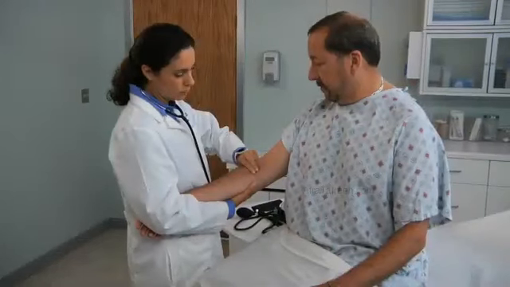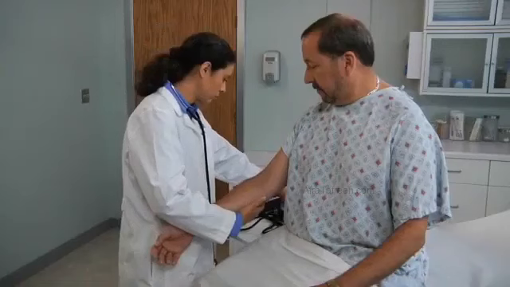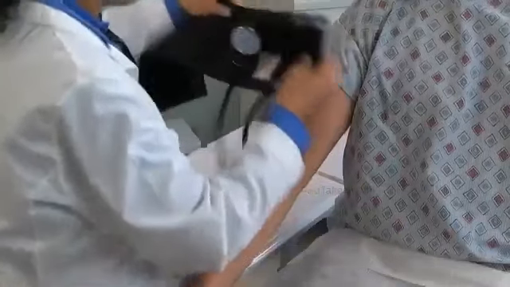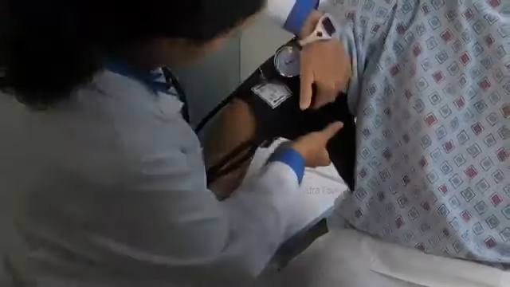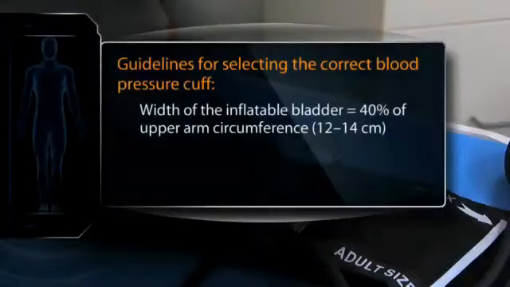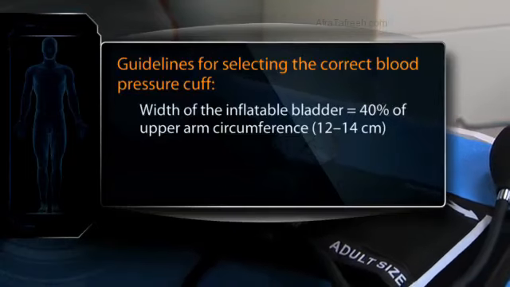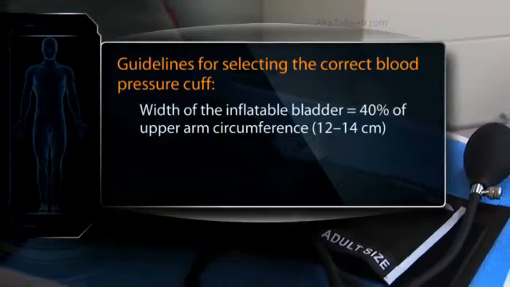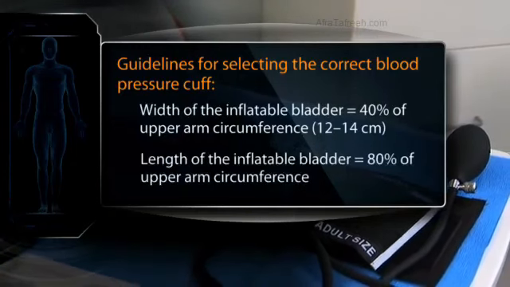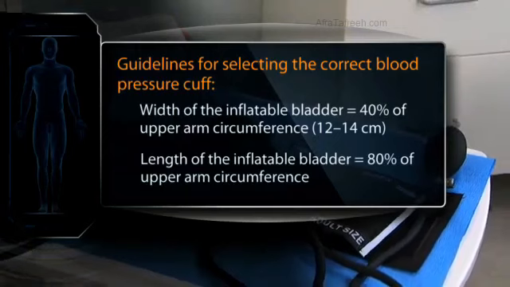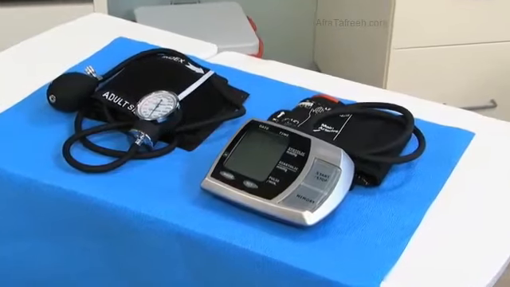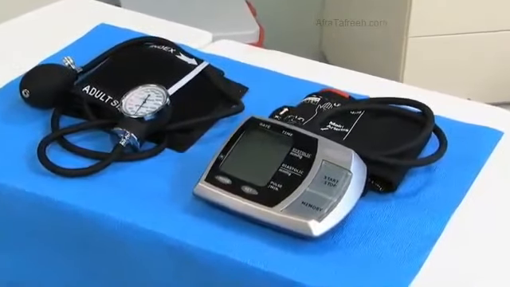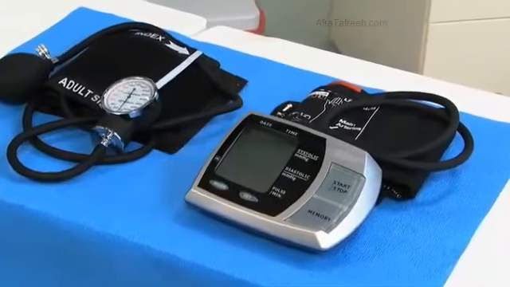To measure blood pressure accurately, you must choose a cuff of appropriate size. Cuffs that are too wide or too narrow may give false readings. Here are some guidelines to help you select the correct blood pressure cuff. The width of the inflatable bladder of the cuff should be about 40% of upper arm circumference, which is about 12 to 14 centimeters in the average adult. The length of the inflatable bladder should be about 80% of upper arm circumference, which is almost long enough to encircle the arm. All blood pressure devices, whether aneroid, electronic, or hybrid, should be routinely calibrated for accuracy using international protocols.